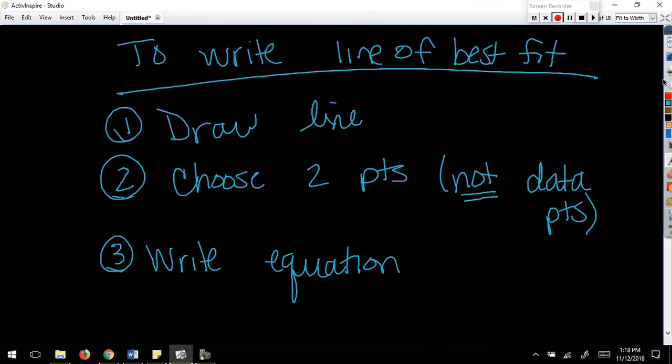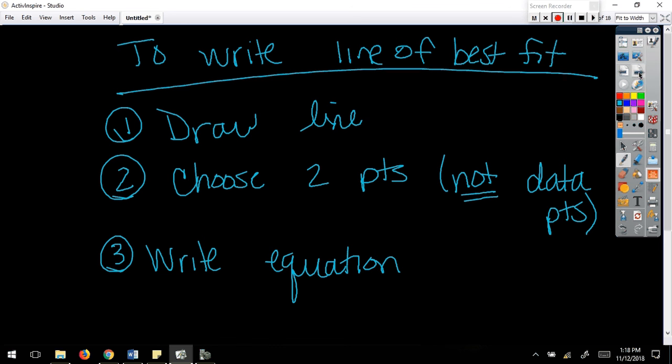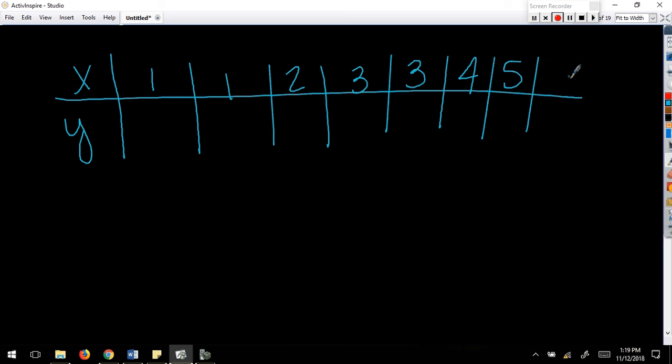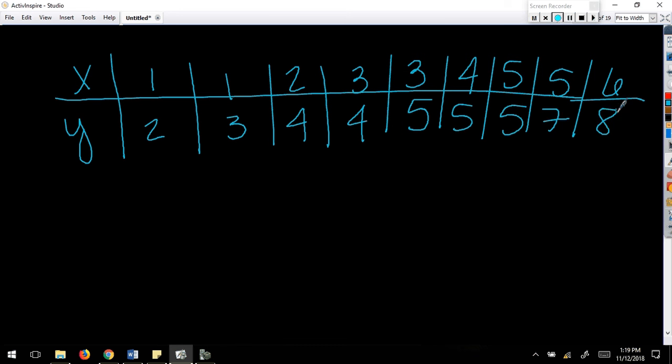I'm going to give you a set of data. I would like you to make a scatter plot on your paper, describe the correlation, and draw the line of best fit. Let me give you this first. We'll make this easy. We won't make this a word problem, for the sake of time. The x values are 1, 2, 3, 4, 5, 6 and the y values are 2, 3, 4, 4, 5, 5, 7, 8. Take a minute to plot those points and draw your line of best fit, and then we'll come together and write the equation for the line.